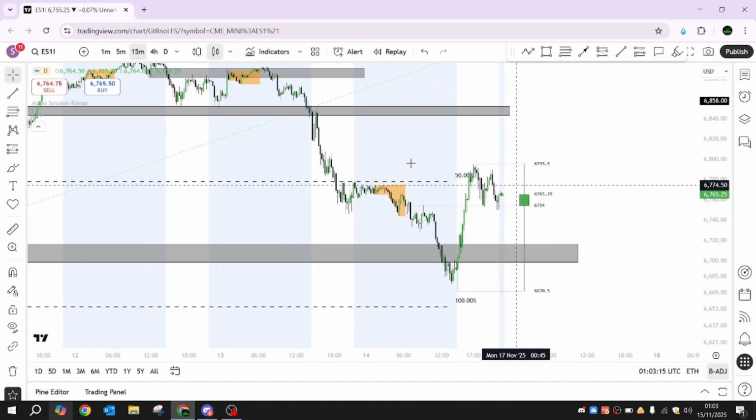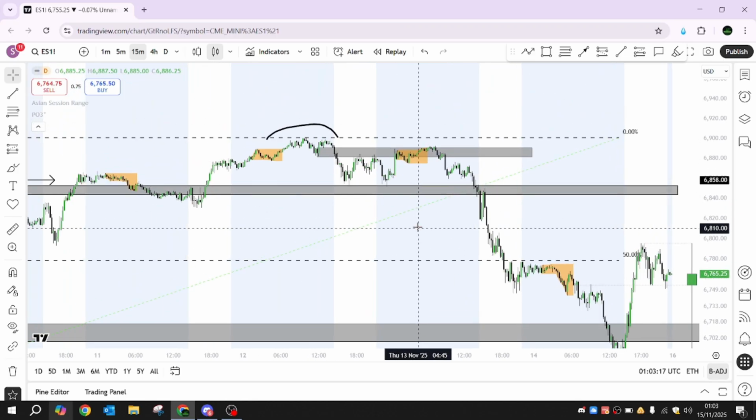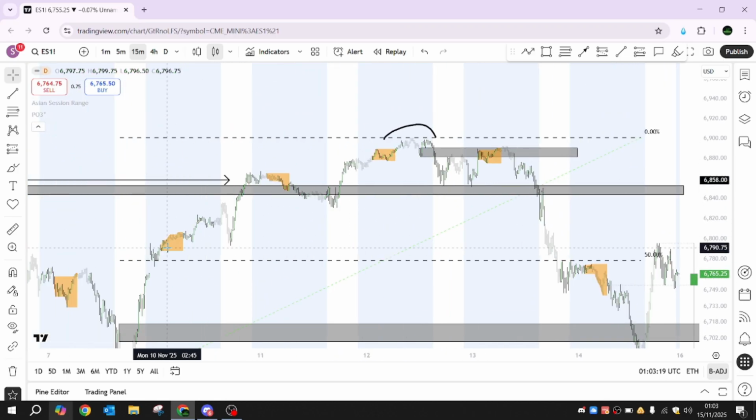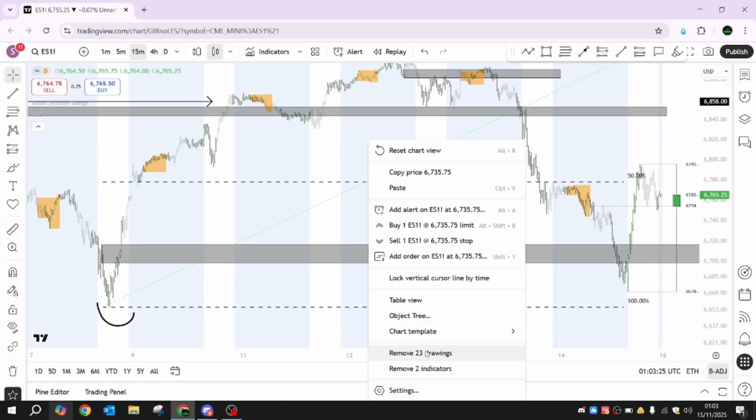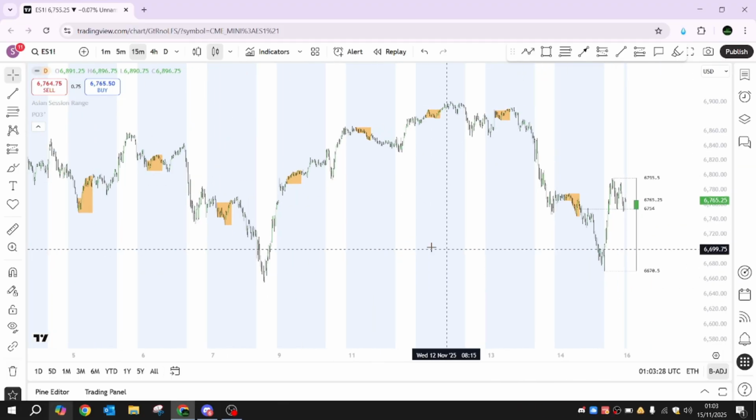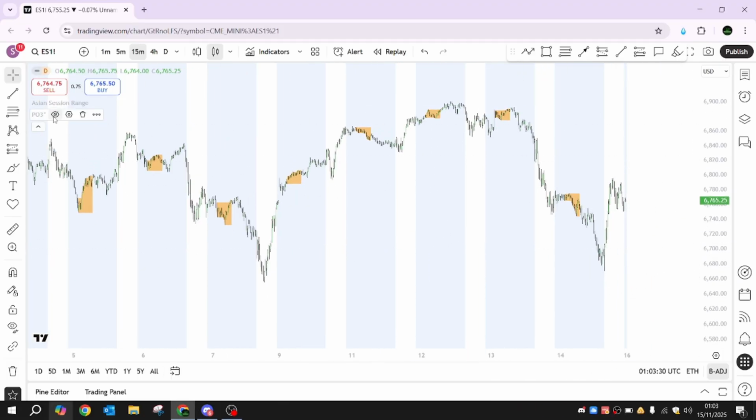So in this video I'm going to be going over some trades I took from the week, Monday the 10th to Friday the 14th of November. So let's just quickly break this down. This is S&P 500 or ES futures. So how was I looking at this market?